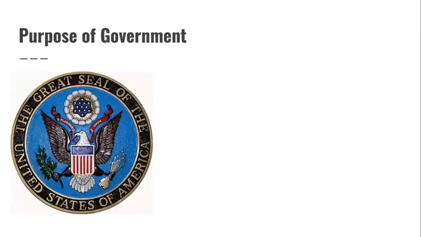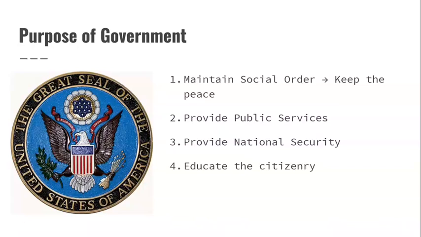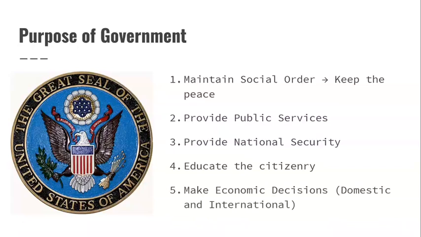All right. The purpose of government will be the next thing we are going to look at. There's the seal for the President of the United States. First purpose of government is to maintain a social order and keep the peace. To provide public services, such as trash, transportation, highways. To provide national security. Educate the citizens or citizenry. Make economic decisions, both domestic and international. Again, remember domestic is at home and international is overseas or foreign.